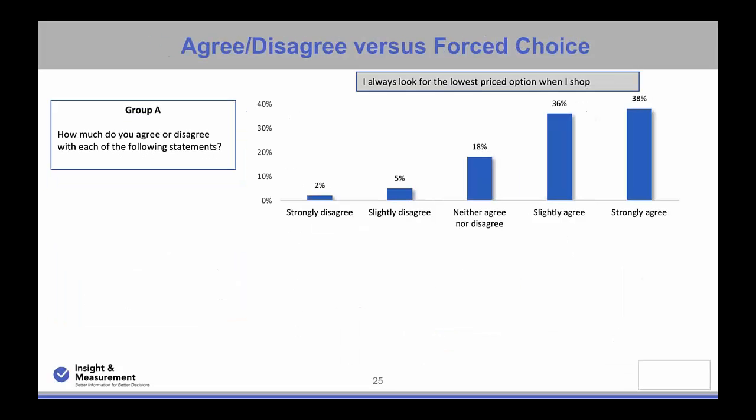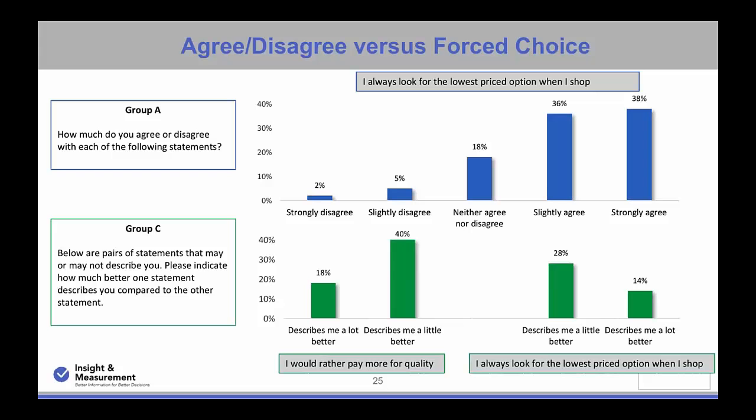Now let's look at agree-disagree. That's the same agree-disagree scale and the same question. But now we're comparing it to a forced choice exercise. And in the forced choice exercise, which is in green, we just simply say, below are pairs of statements that may or may not describe you. Please indicate how much better one statement describes you compared to the other statement.